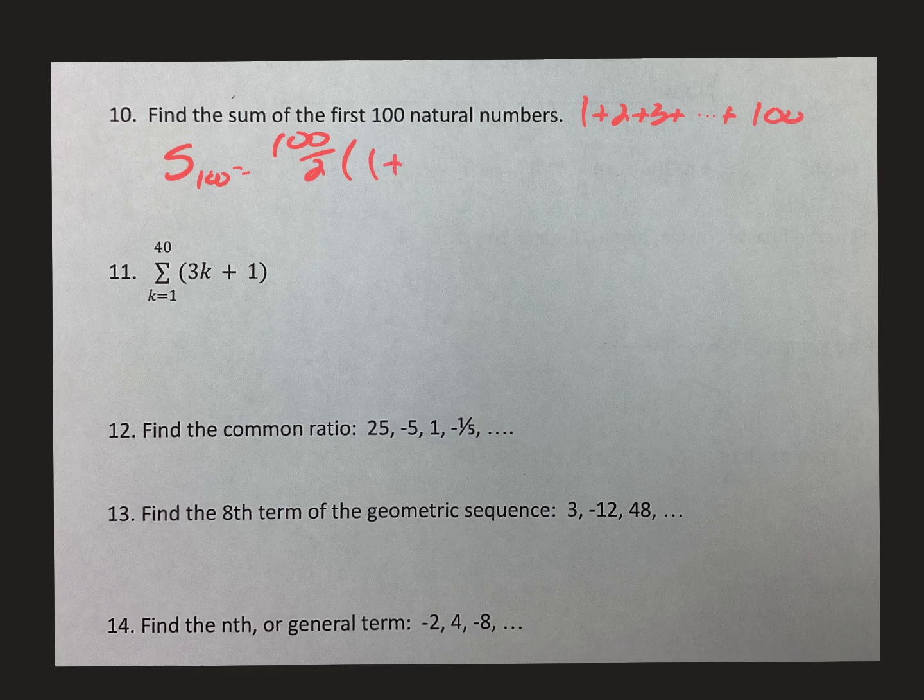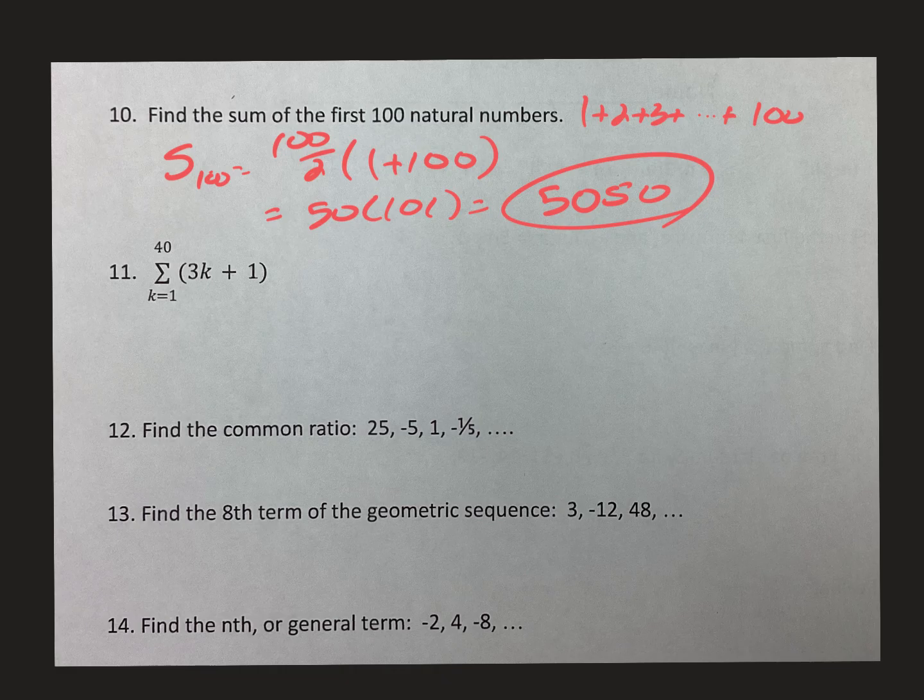I'm going to do the first term plus the last term. Just following the formula. 100 divided by 2 is 50. That's 101. Everybody knows 50 times 101 is 5,050. There you go. So if you add up the first 100 numbers, you get that. Number 11 is sigma again.